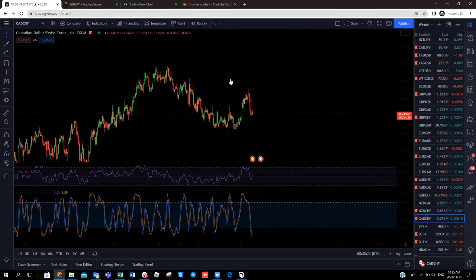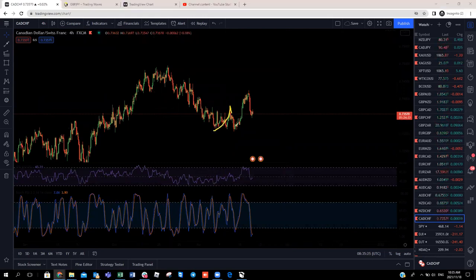CAD Chief, we've had the pullback here. 1, 2, 3. Look for this to continue lower. Any 1 hour correction, look to take it to the downside.